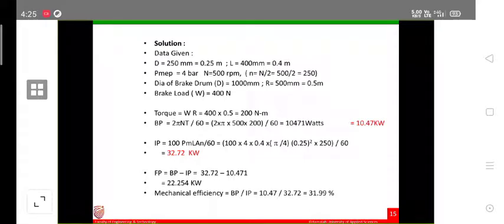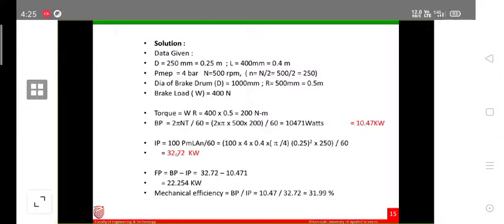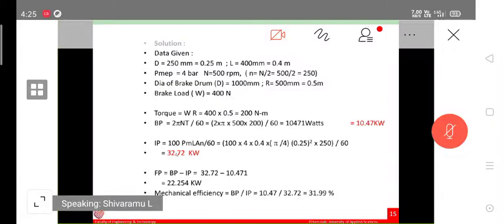Is this clear? So can somebody calculate the mechanical efficiency for this? What is the mechanical efficiency that you are getting? That is BP by IP, which is 10.47 divided by 32.72. Is that correct? 31.99%.